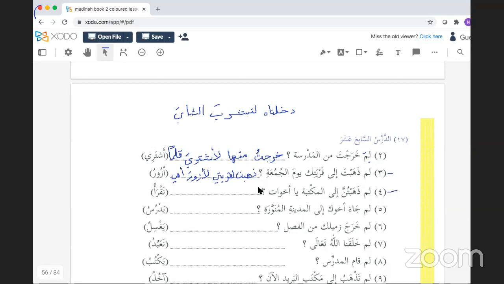ذهبنا إلى المكتبة لنقرأ الصحف. So this is plural and feminine. Yeah? Like this? Yes. Sure? No, ذهبنا. أيوة بارك الله فيك. Because that is متكلم. Exactly. I was testing you. Alhamdulillah. You passed the test.